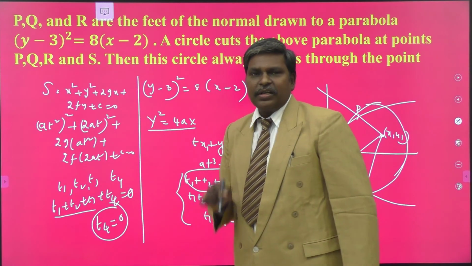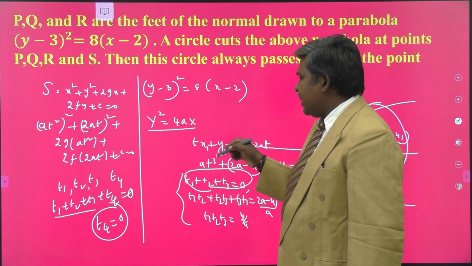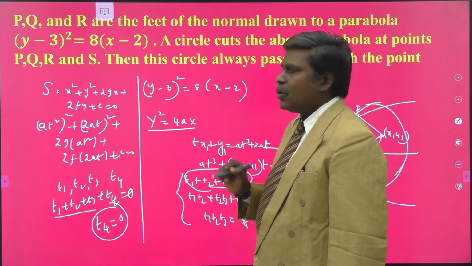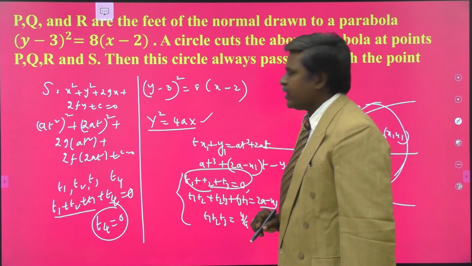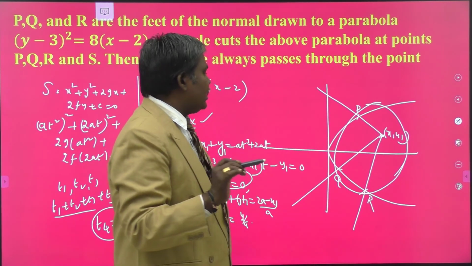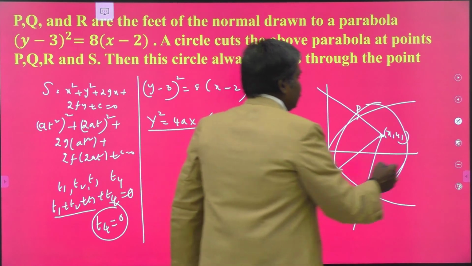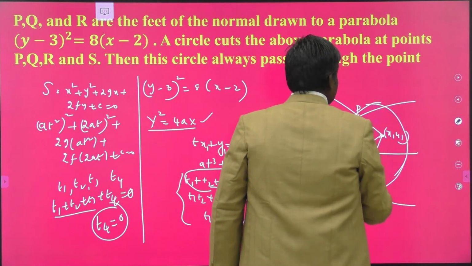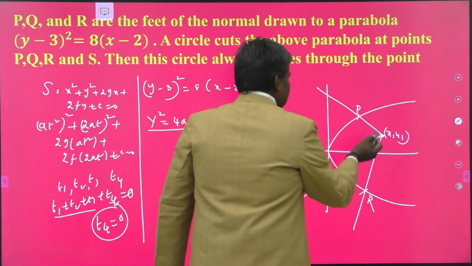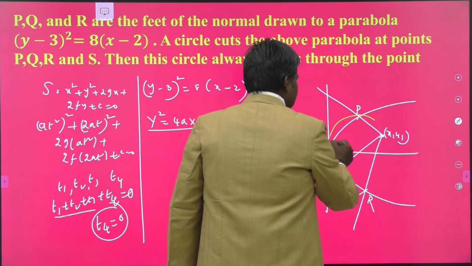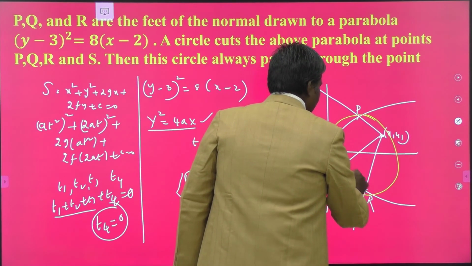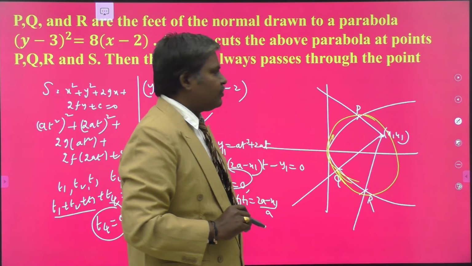t4 equal to 0 means what? (at4 square, 2at4) is (0, 0). What is (0, 0)? The vertex of your parabola y square equal to 4ax. That means the circle passing through 3 feet of the normals immediately passes through the vertex of the parabola. So the circle passing through 3 feet of the normals is compulsorily passing through what? The vertex of the parabola.